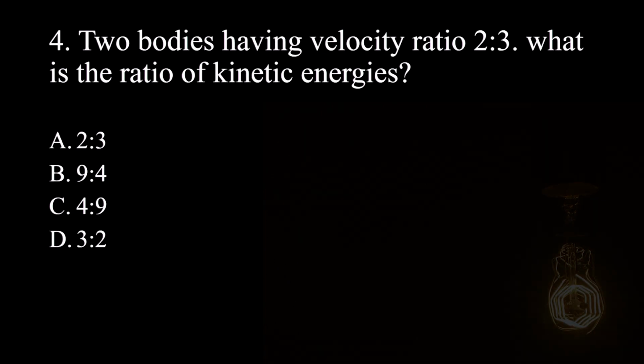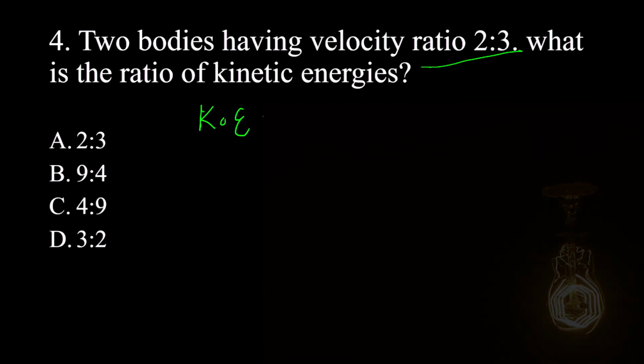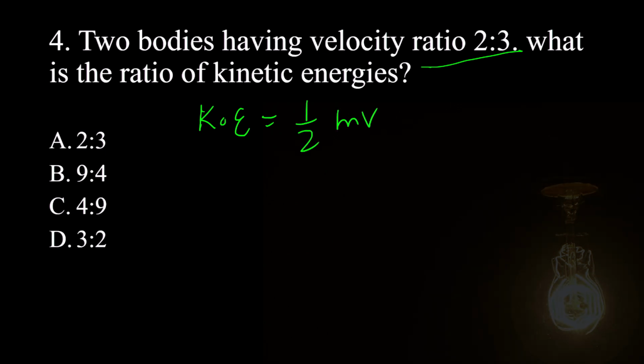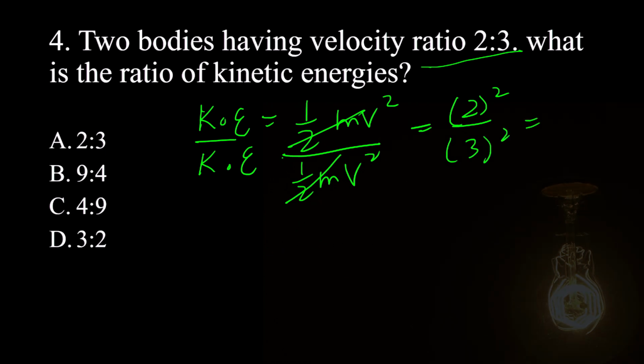Two bodies have a velocity ratio of 2:3. What is the ratio of their kinetic energies? The given options are 2:3, 9:4, 4:9, and 3:2. We know that the formula of kinetic energy is half mv square. So if I take the ratio of kinetic energies, half m will be cancelled out, and the velocities are given as 2 square over 3 square. 2 square is 4 and 3 square is 9. So the correct option is 4:9.